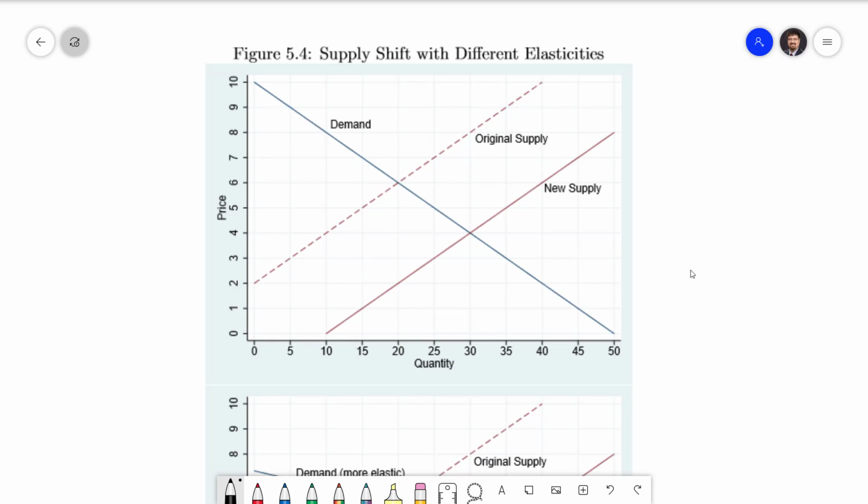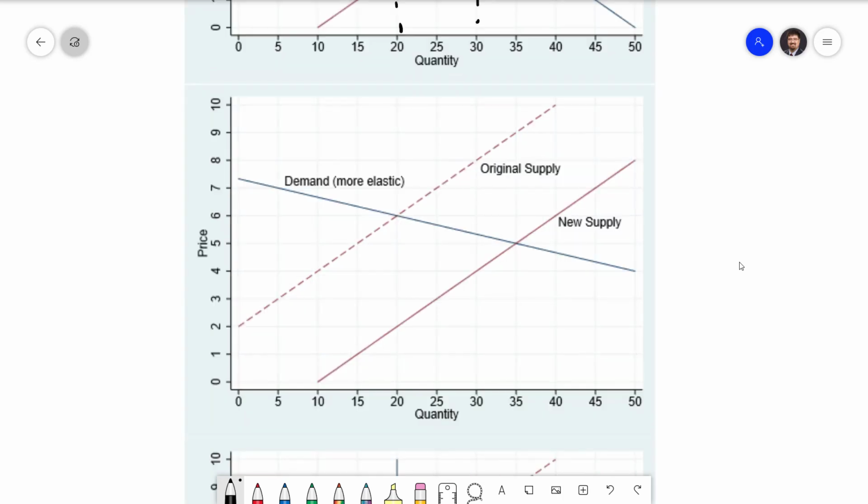The first graph we see here is going to be our baseline. The supply and demand curves are the ones that we've been working with several times throughout the last few videos. When supply shifts to the right, the price in equilibrium goes from 6 down to 4, and the quantity goes from 20 to 30.